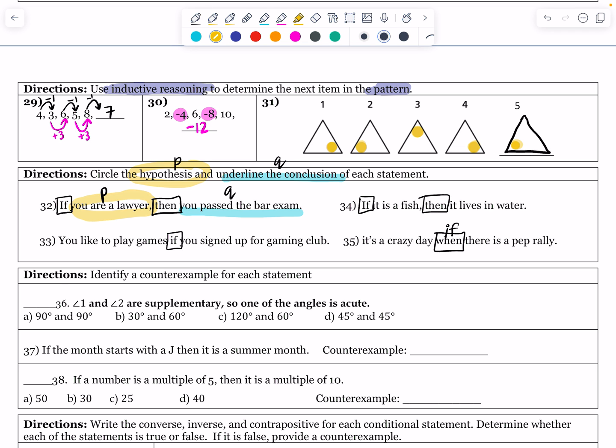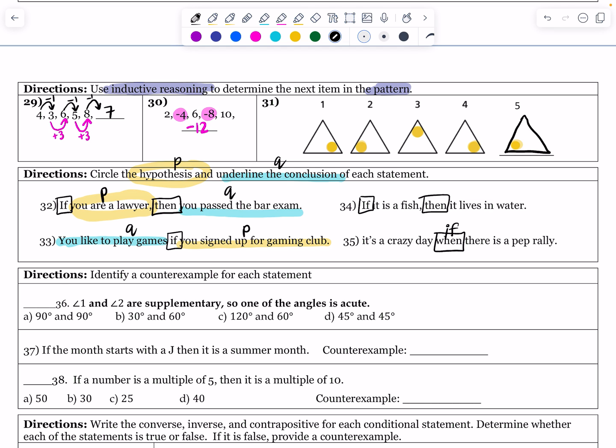Okay? All right? But this next one starts with the conclusion, and it leaves out the word then because we don't include that at the beginning of a sentence. You like to play games. That's our conclusion. If, what has to happen if you like to play games? You signed up for a gaming club. And so that is our hypothesis. If you signed up for a gaming club, what is our conclusion? Then you like to play games.